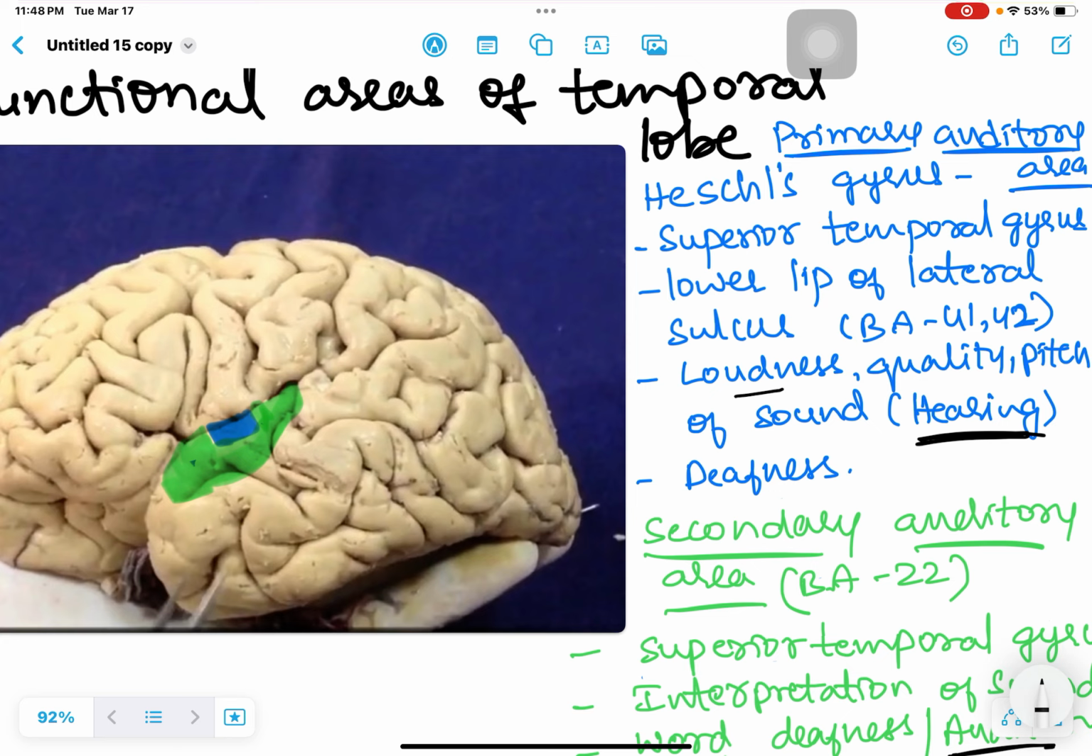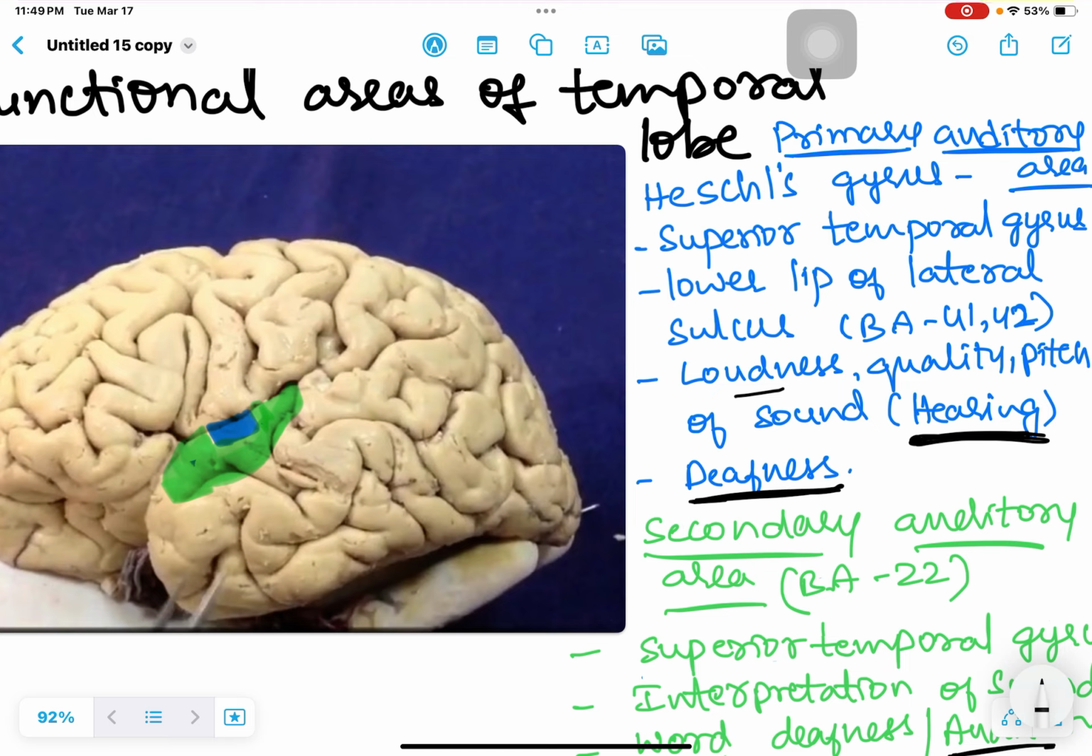So the loudness of the voice, how loud it is, what is the quality of the voice, whether it is rough, high pitch, low pitch, everything is under the control of this primary auditory area. So when damage to this area occurs, it leads to deafness. So the patient cannot hear.